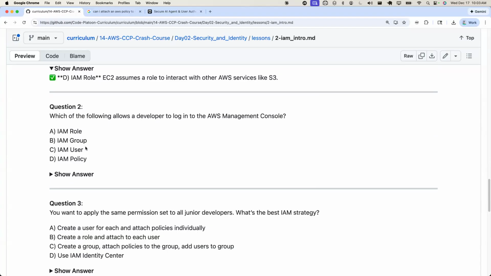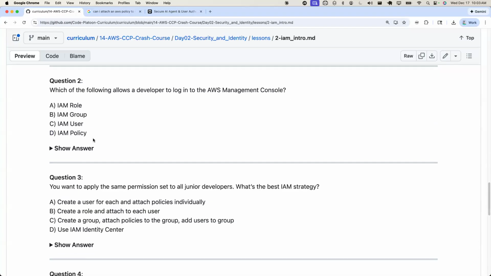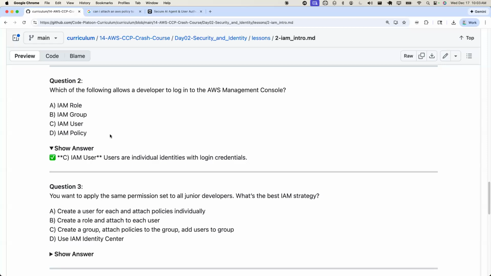Next on the list is Tom. Which of the following allows a developer to log into the AWS Management Console? I feel like this is slightly a trick question, because either I'd say C because a developer is a user, or D because it's a policy that actually allows them the access to log in. So I'm going to say D. Oh, okay. I'm not going to lie, I actually was with you on this one. I expected the answer to be D.